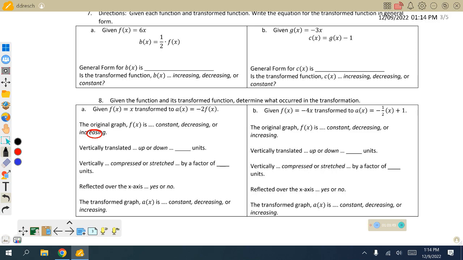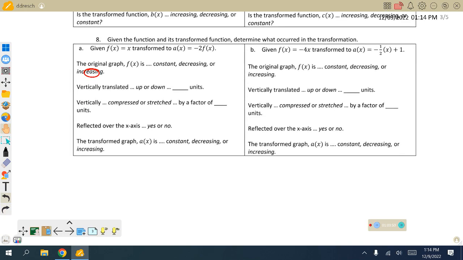We have 2 things occurring here, a negative and a 2. Each one does something special. What does that negative out front do first? Of my 3 options, that's my reflection. I'm going to go from increasing to decreasing. So I am reflecting over the x-axis, and that's because of that negative right there.